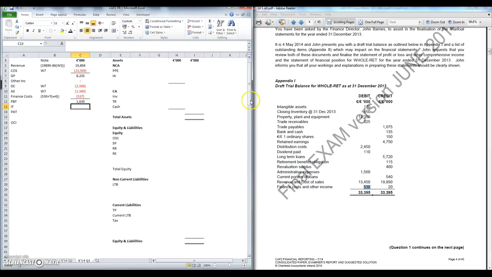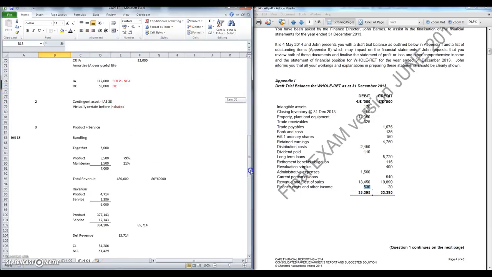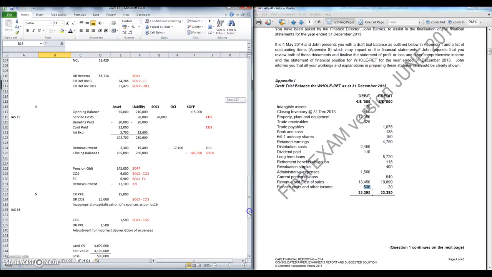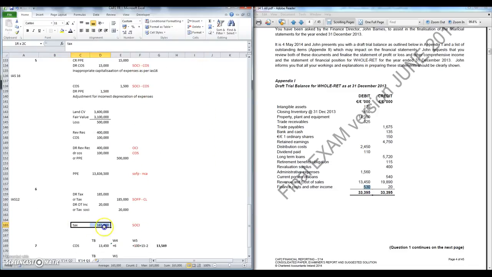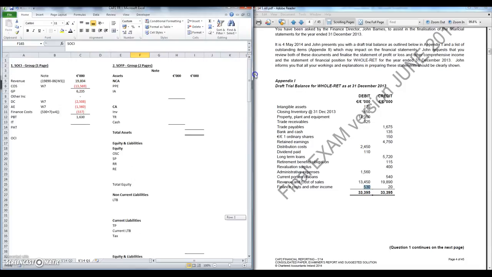Income tax for the year, well, I remember working down here from before. Working tax, so it's always good to try and keep an idea of what workings you did. The working tax, and that's why it's good to check first our SOCI, working 6, 165. So you have SOCI working 6 minus 165. And that gets you profit after tax of 1465.